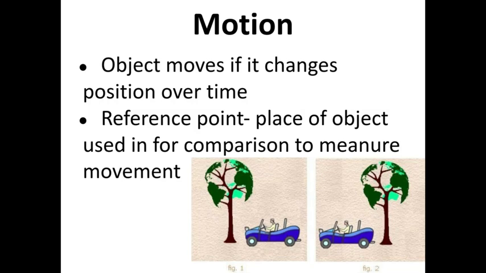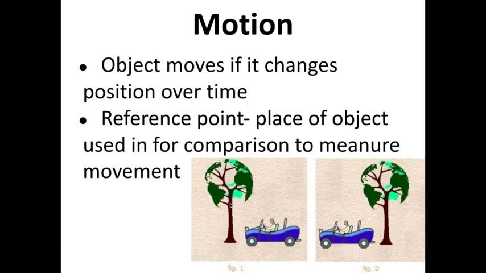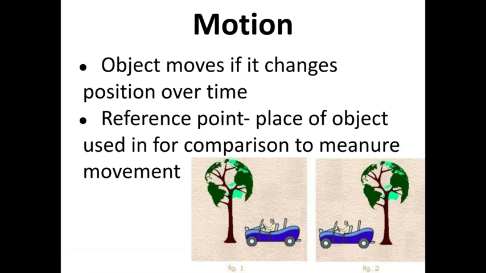Now, when you are looking if motion is occurring, you look at this reference point. The reference point here is this tree. It's an object that we're going to compare to measure movement. So now that we've seen that the car has changed in reference to this point, that tree, we can tell that it is in motion. You have to have a reference point to know if something is moving.